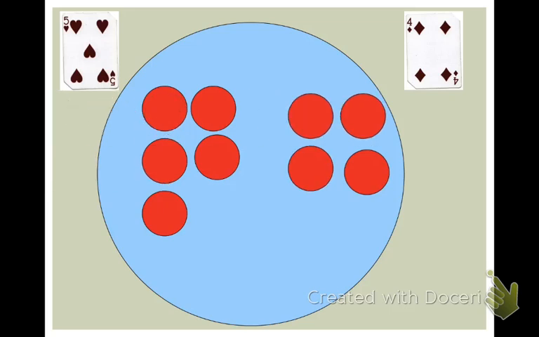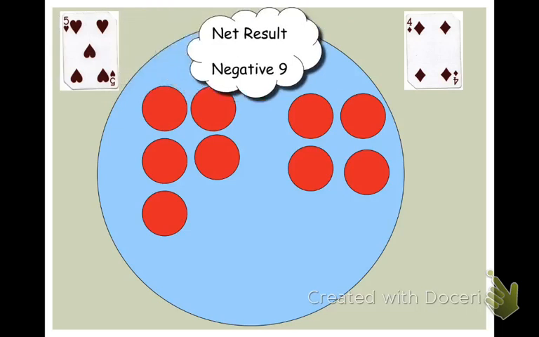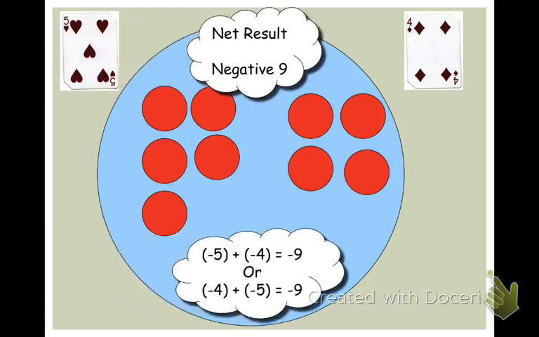That would be negative 9. That would be our net result, negative 9. And we could write it in two different ways. We could write it as negative 5 plus negative 4, or we could write it as negative 4 plus negative 5, and in both cases, the answer is negative 9. Now, what I want you to get used to is writing those numbers down, representing them as a positive number, or a negative number, so that we can represent them when we actually get to our assignment.